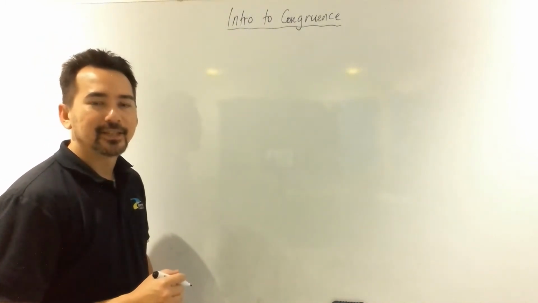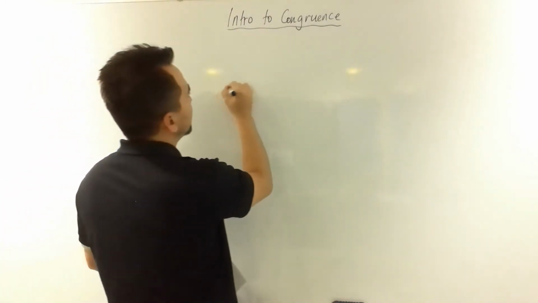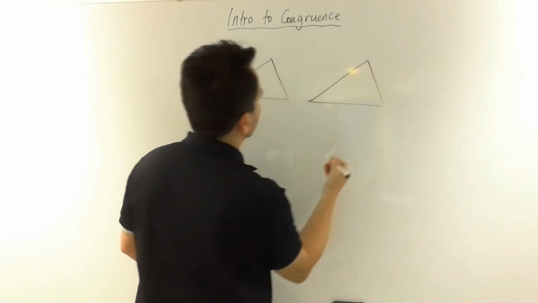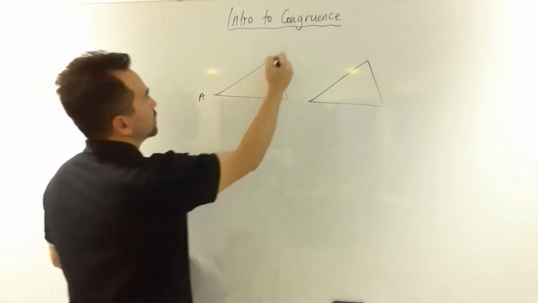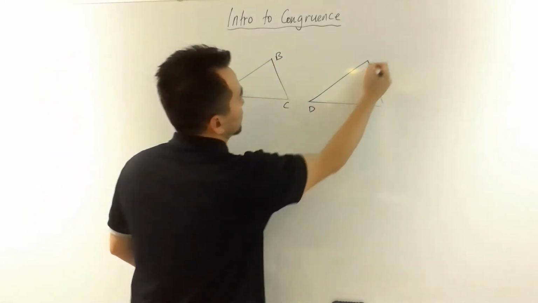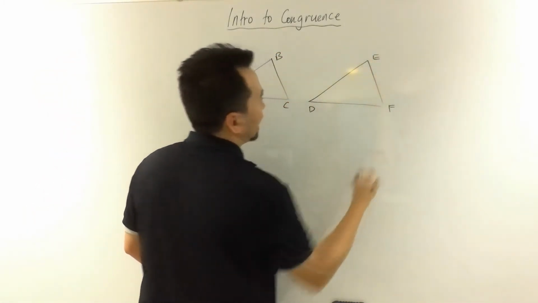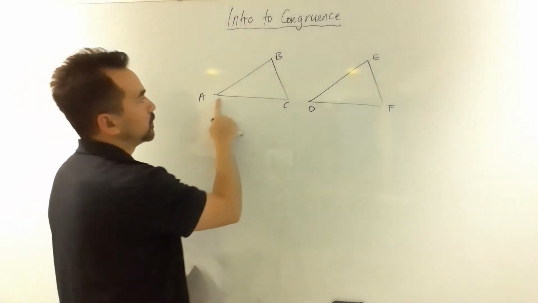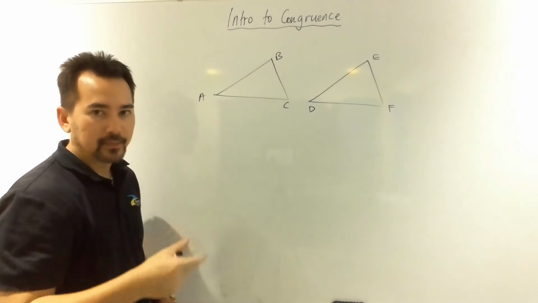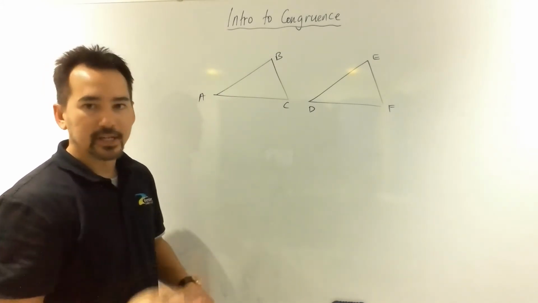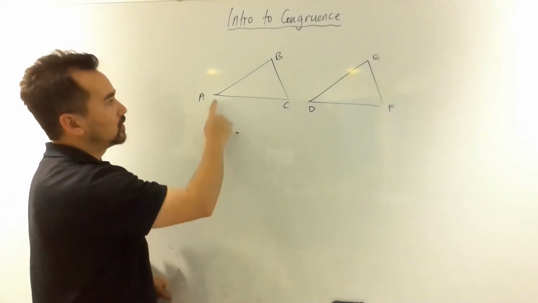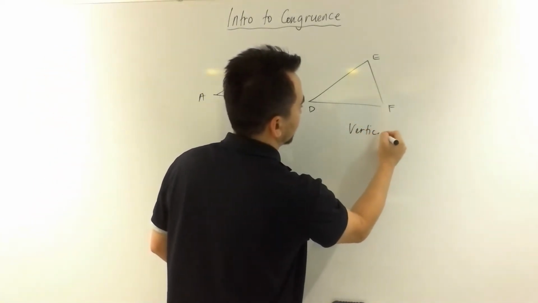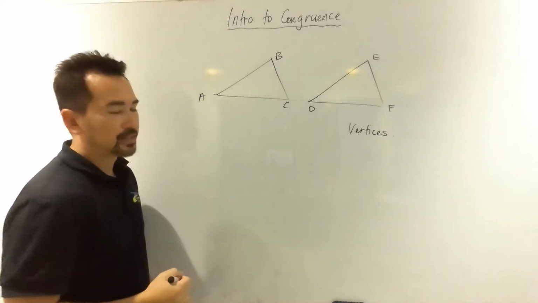Okay, let's do an introduction into congruence. Let's say that I've got two triangles and I'll try and draw them as accurately as possible. Label the left one triangle ABC, the right one DEF. And first of all, I want to note that we always use capital letters whenever we label the vertices of any shape. And we don't call these corners, we call them vertices. That's the plural for vertex.